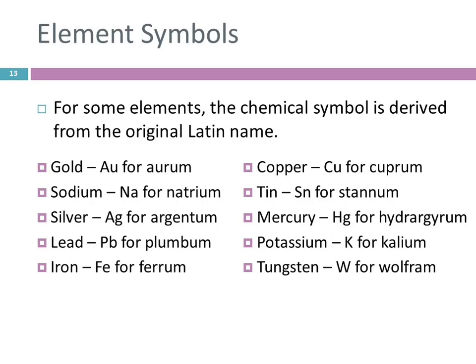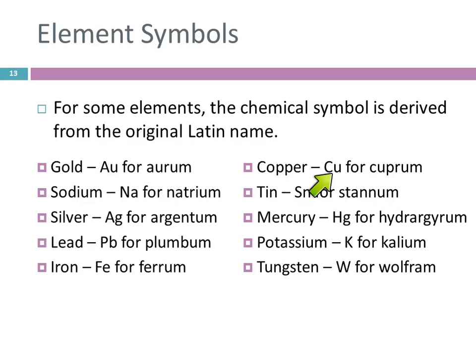So many of the element symbols make sense, and there's a bunch that just don't seem to make sense. There's a reason. Here's gold, its symbol is Au. You're like, what's up with that? There's no A or U in gold. Well, that's because the symbol came from the Latin name, aurum. Sodium is Na because its Latin name was natrium. Silver, Ag from argentum.